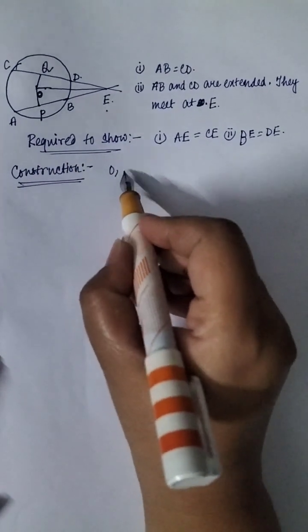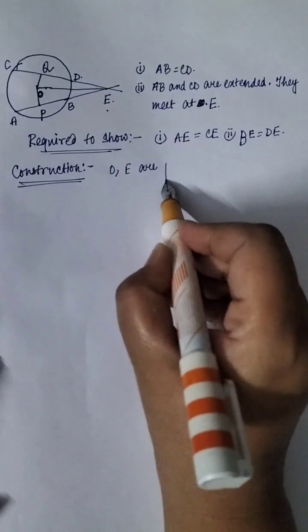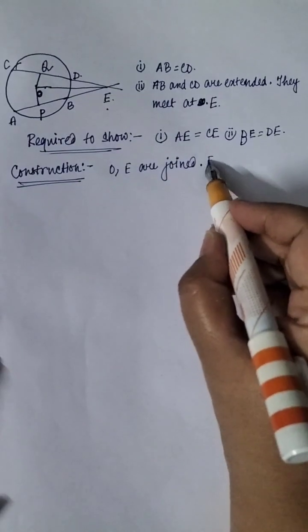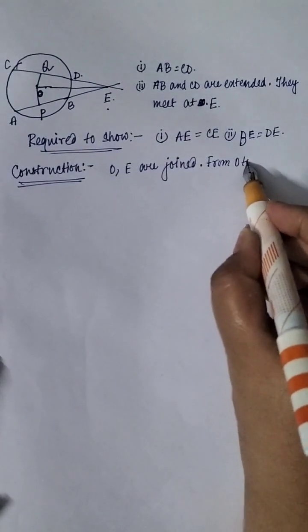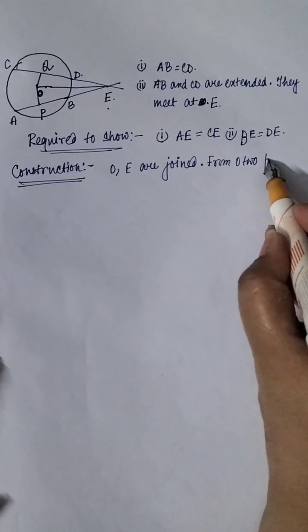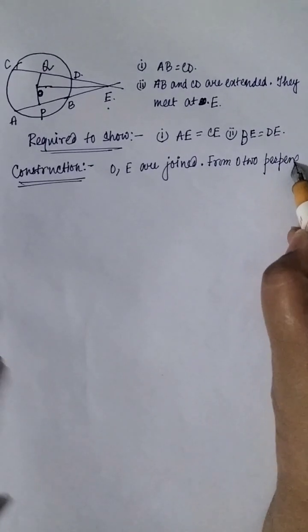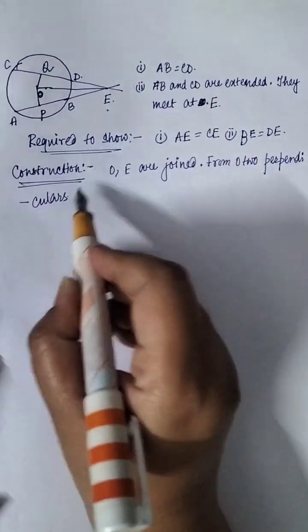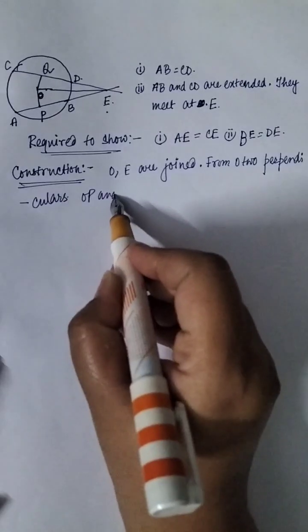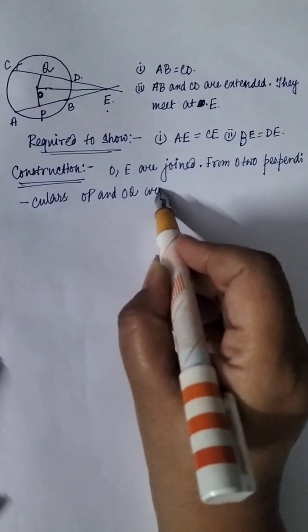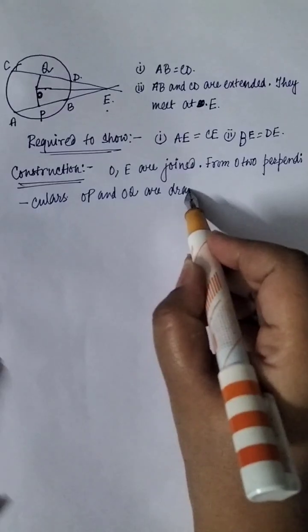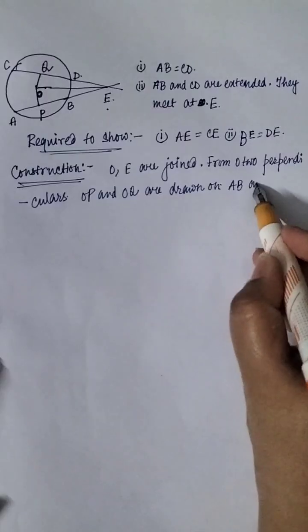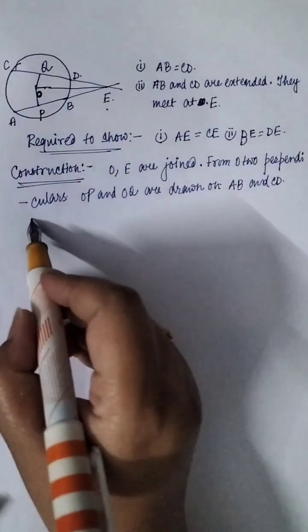O, E are joined. From O, two perpendiculars OP and OQ are drawn on AB and CD respectively.